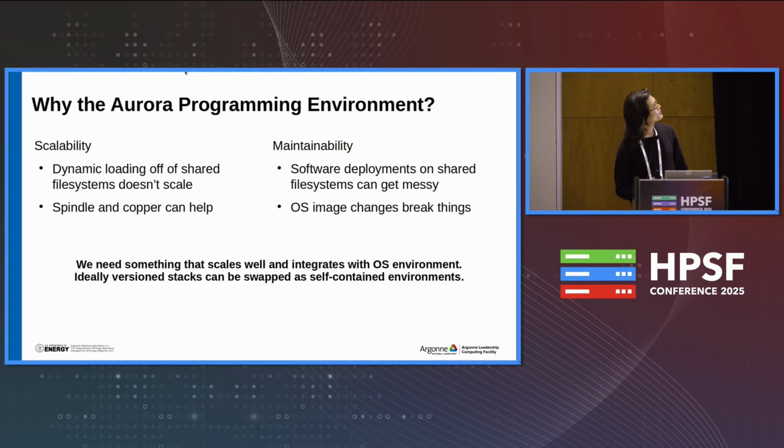Okay, so before I tell you what the Aurora PE is, I'm going to tell you why the Aurora PE is. We had 2 major criteria for designing our software environment on Aurora. These are scalability and maintainability. Scalability is obvious. Aurora, during its development, was pretty novel in its scale. I think it's still relatively novel in the scale. And so, loading libraries, shared libraries, or dynamic libraries off of shared file systems just doesn't work. You can't scale that out to 10,000 nodes very well.